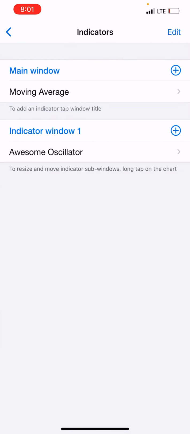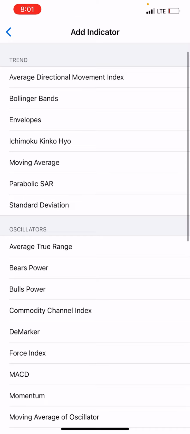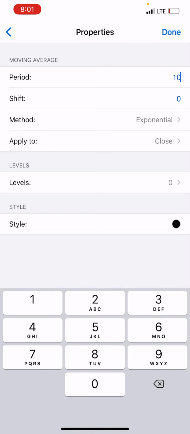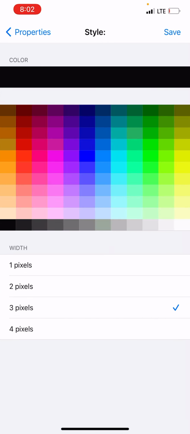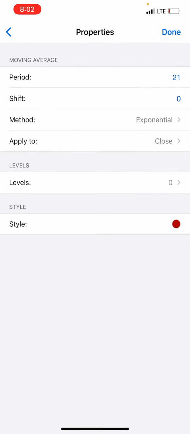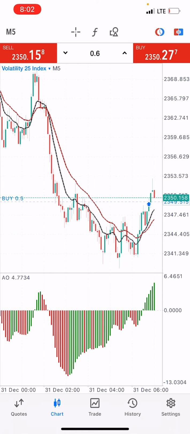Take another moving average, at the main chart, the main window. Period 21, then shift 0, method exponential, apply to close. For the style, let's use red, guys, 3 pixels, you click done. You can see, so this is the strategy.